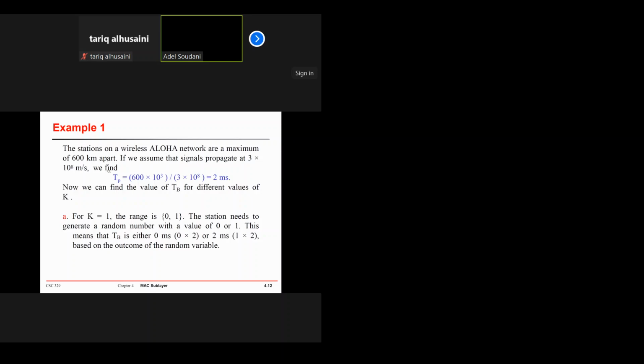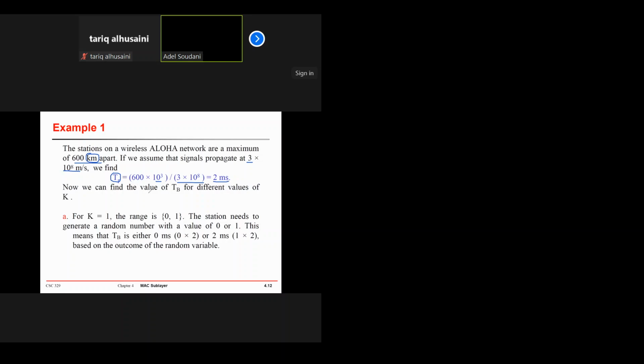Okay, so the distance is equal to 600 kilometers, and we assume that signals propagate at 3 times 10 to the power 8 meters per second. So that is the velocity, the speed, and of course we are going to calculate the propagation time. The propagation time in that example is equal to the distance over the speed. So it is 600 multiplied by 10 to the power 3, which corresponds to the kilometers, all divided by 3 times 10 to the power 8 meters per second, which corresponds to the velocity. If we calculate that, we simply get 2 milliseconds.